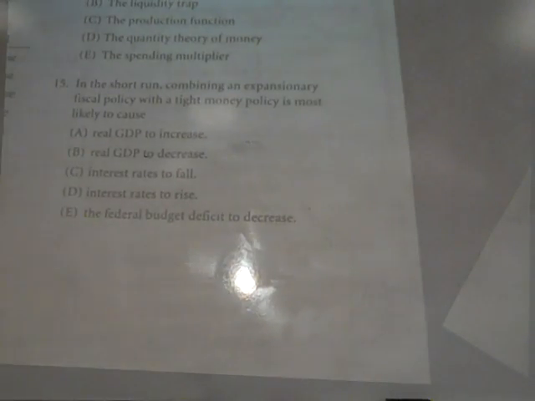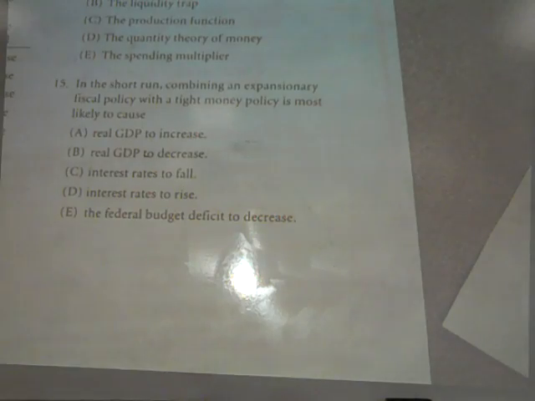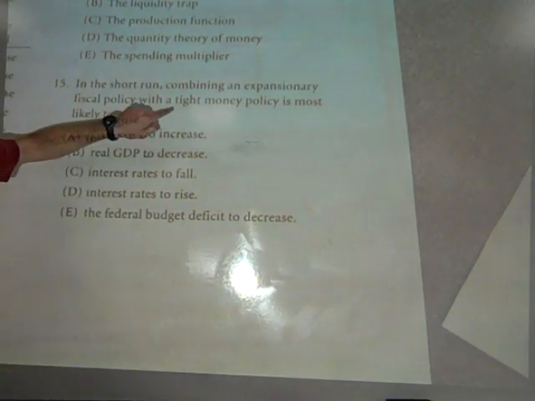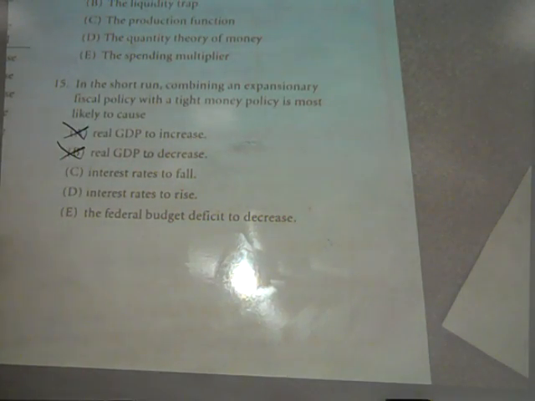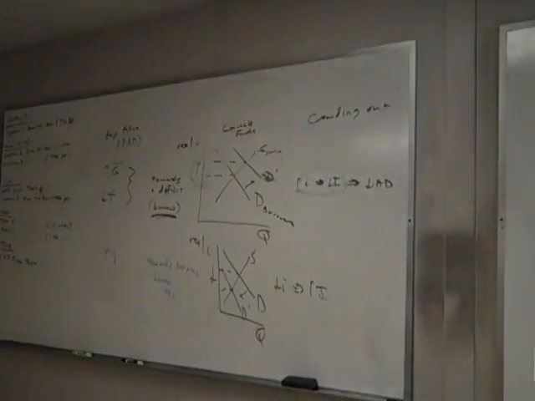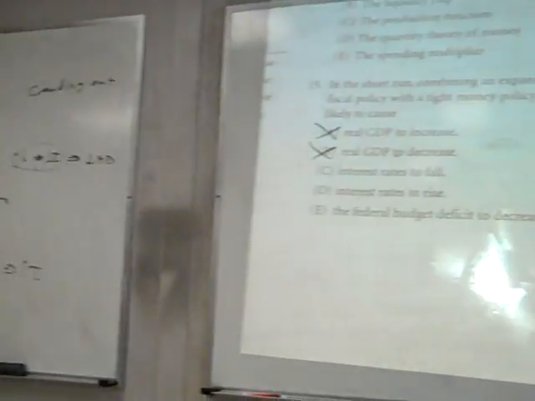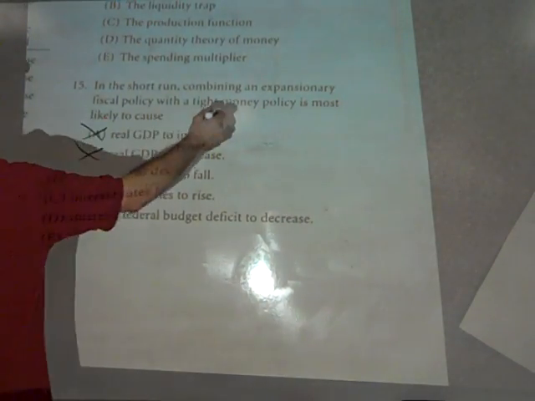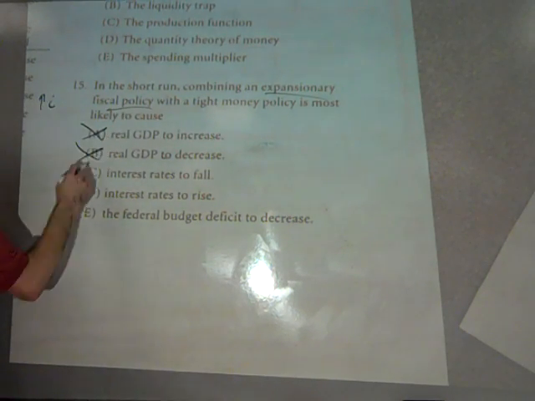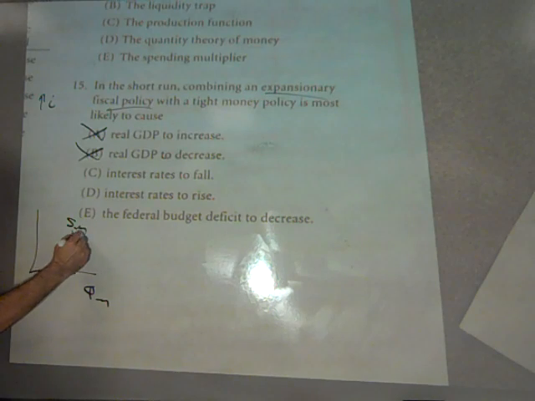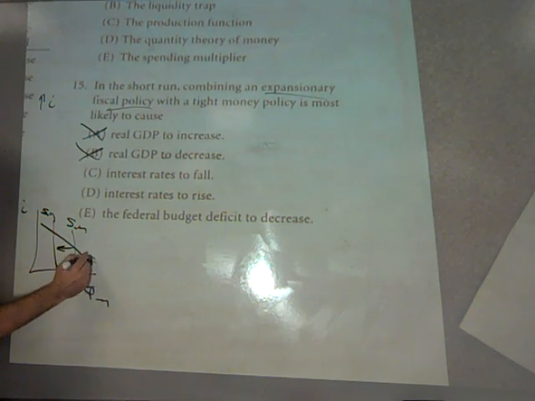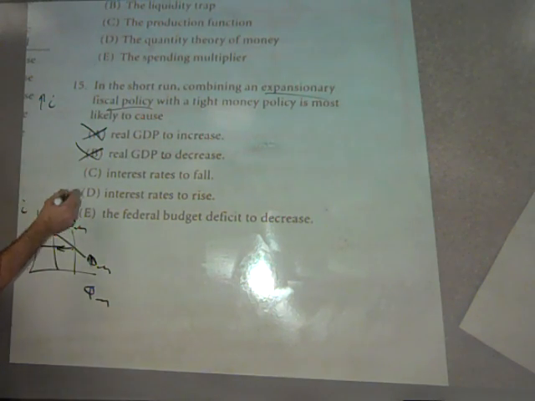And then final question of the day. In the short run, combining an expansionary fiscal policy with a tight money policy, well, this one's going to cause more GDP, this one's going to cause less GDP. So I don't know what's going to happen to GDP. But wait a minute. Expansionary fiscal policy, if you look back over at our crowding out description, higher interest rate, right? Expansionary fiscal policy, higher interest rate. Tight money policy, well, supply of money, interest rate, move the supply of money to the left. Higher interest rate, they both cause a higher interest rate.